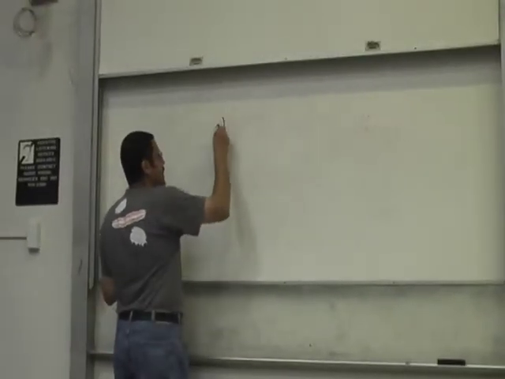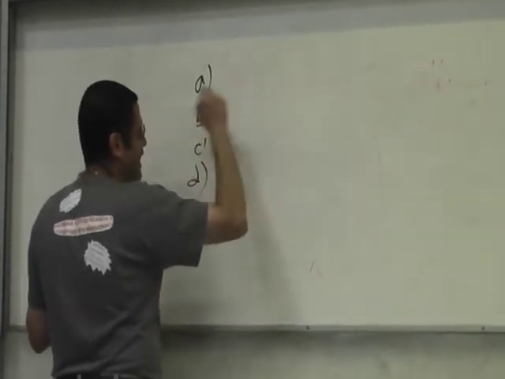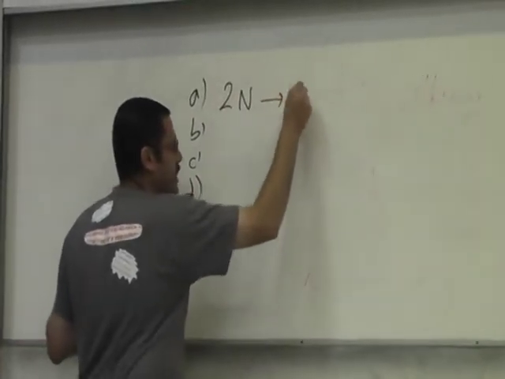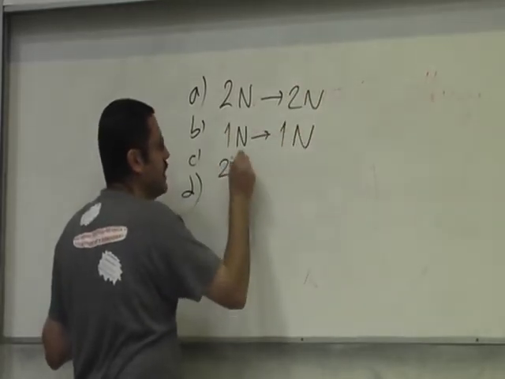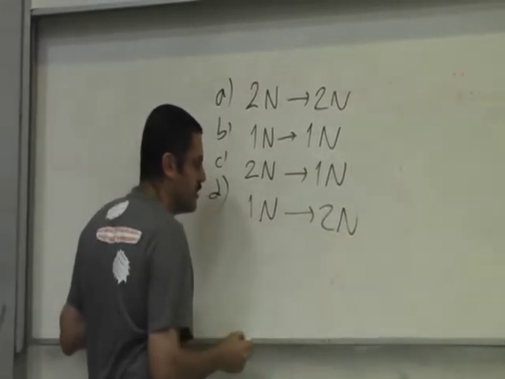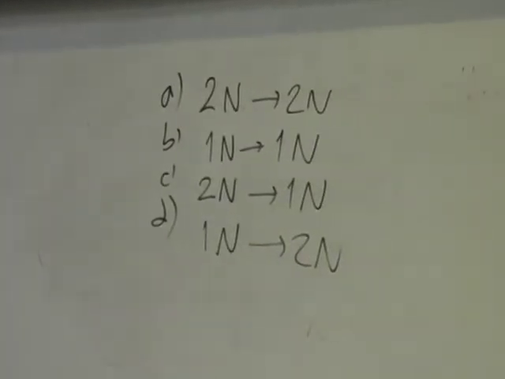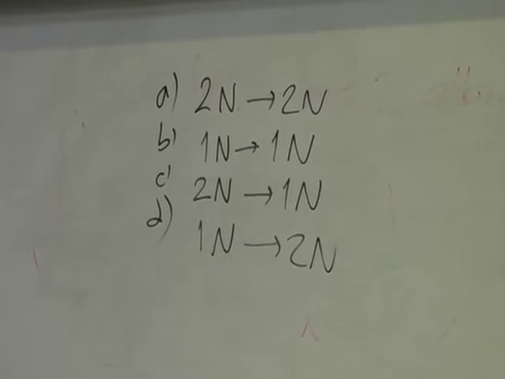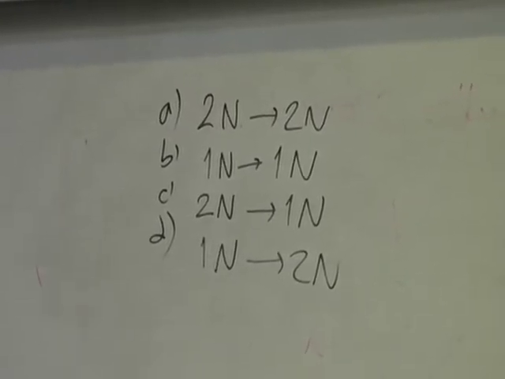So let's use this key and try to get mitosis and meiosis out. 2n gives you 2n. 1n gives you 1n. 2n gives you 1n. 1n gives you 2n. Which one of these best describes mitosis in humans? Right, clearly A. Diploid gives you diploid, there's no change.